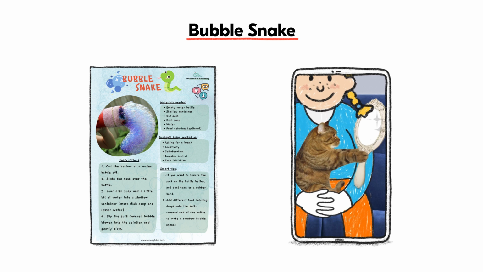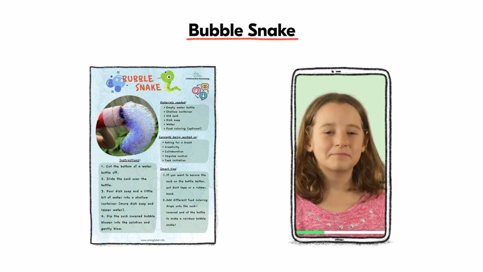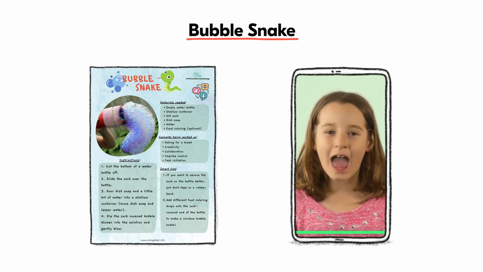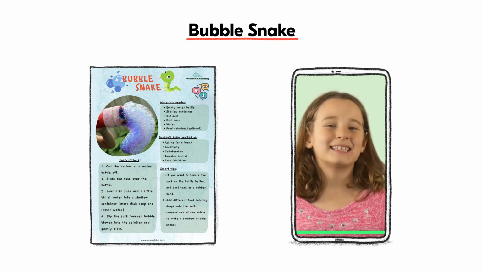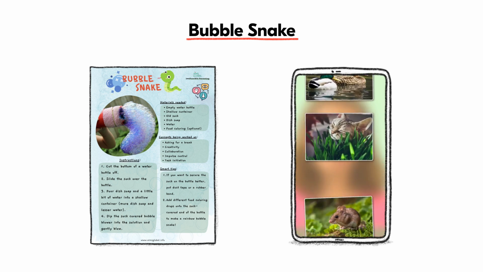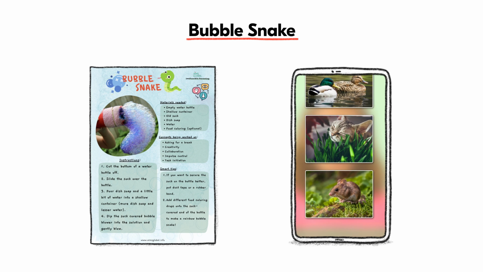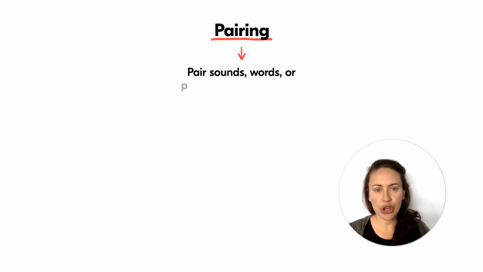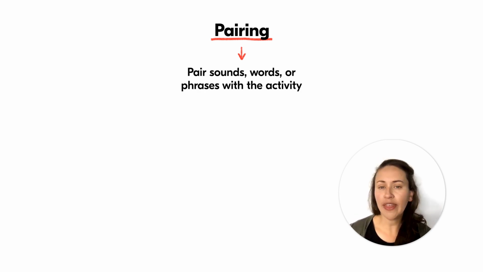Some pro tips to ensure you focus on increasing vocal speech, because that is one of the goals for this activity map. And ultimately, if you're going to be doing Speech Blubs, then that is your ultimate goal, improving and increasing vocal speech. Let's chat a little bit about pairing. Pair sounds, words, or phrases even with the activity as you are doing the activity.